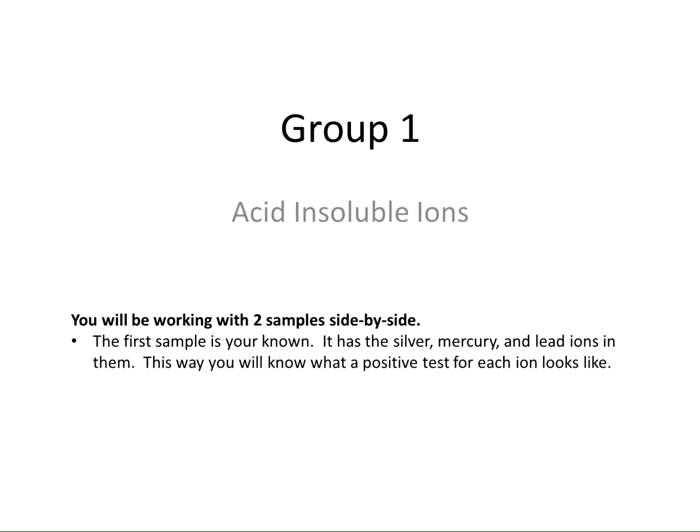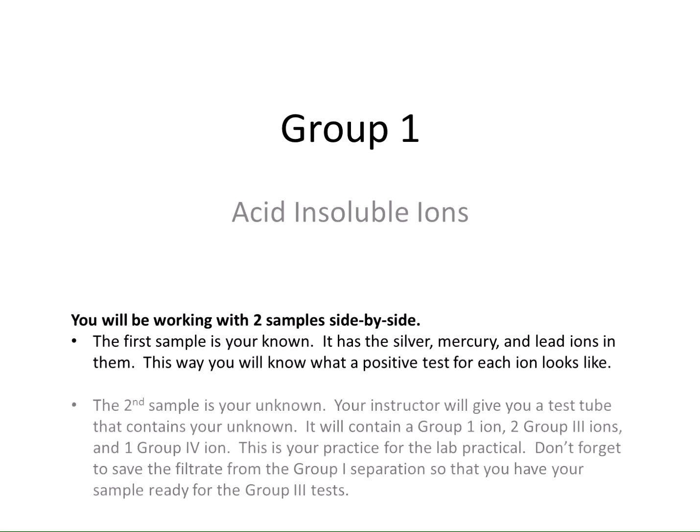The first sample is your known. It will have silver, mercury, and lead ions in there because you add them. This way, when you do the test for these, you will know what a positive test looks like for each ion. So in case you get one of those ions for your lab practical, you will know what exactly you're supposed to be doing and what you should see if you have that ion in there.